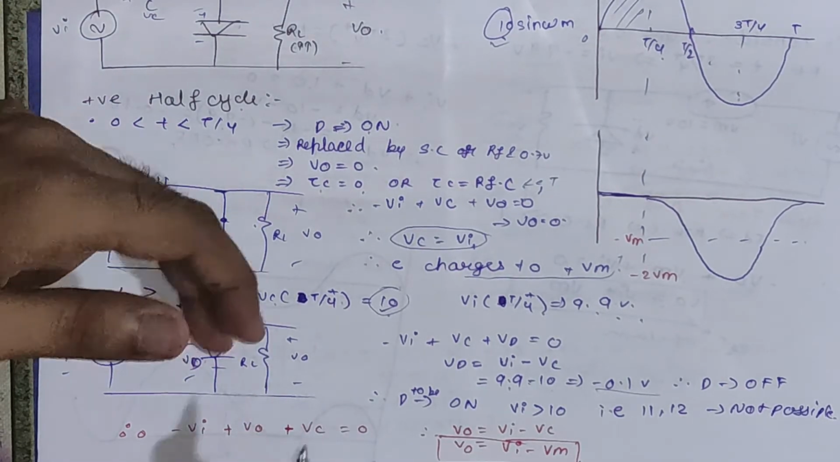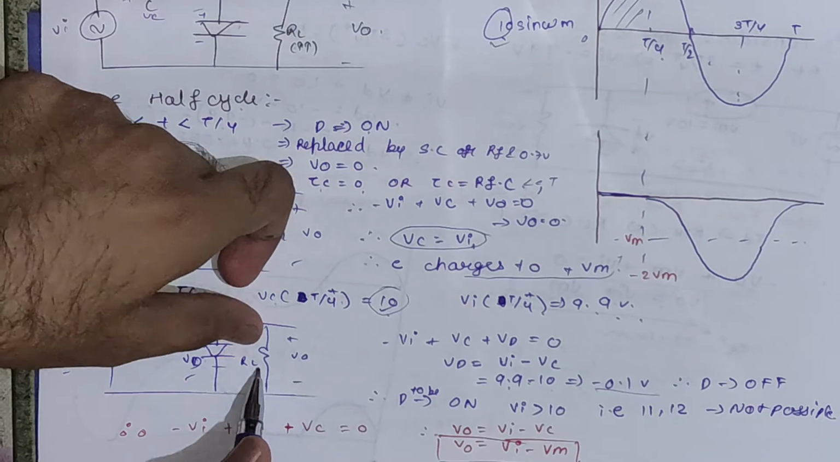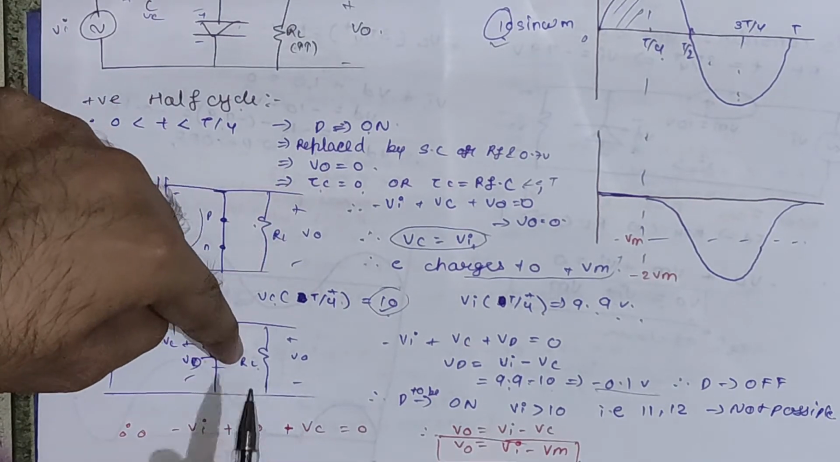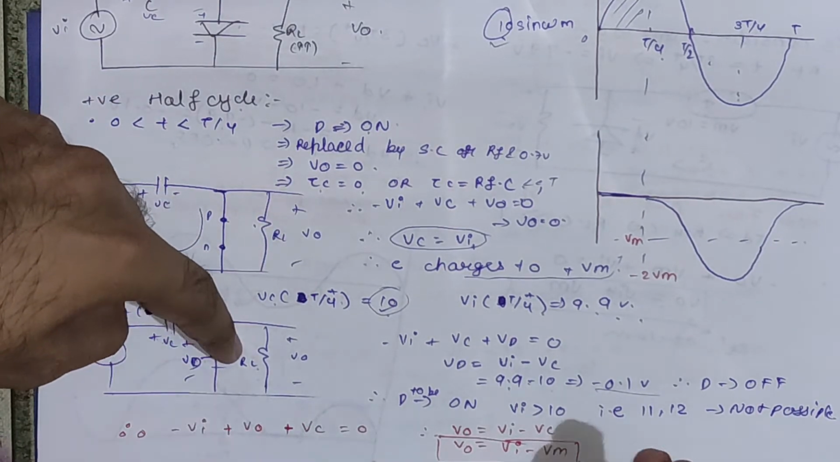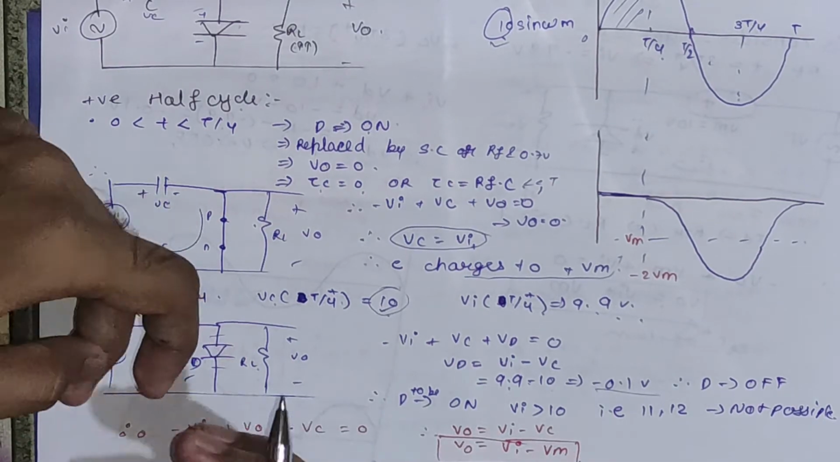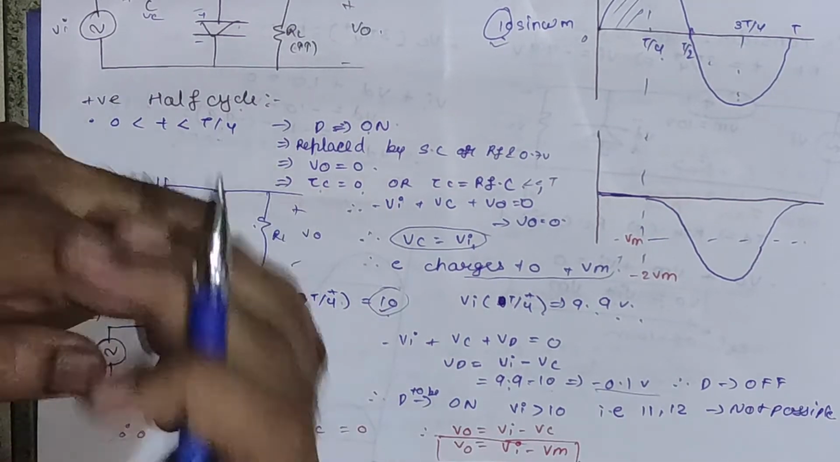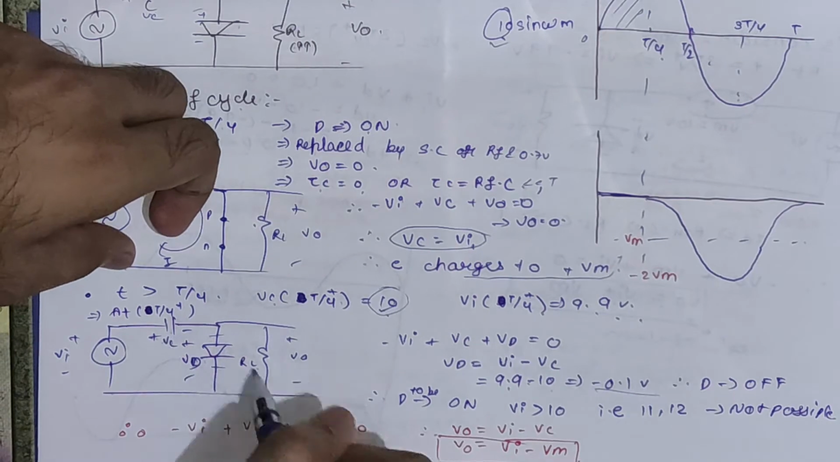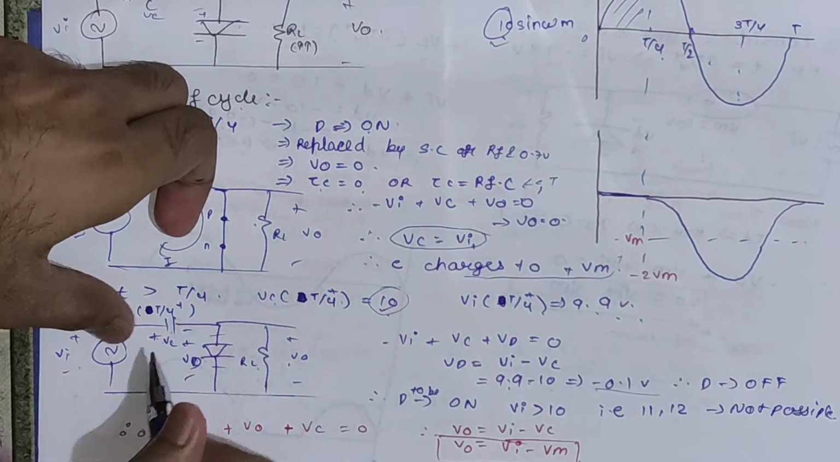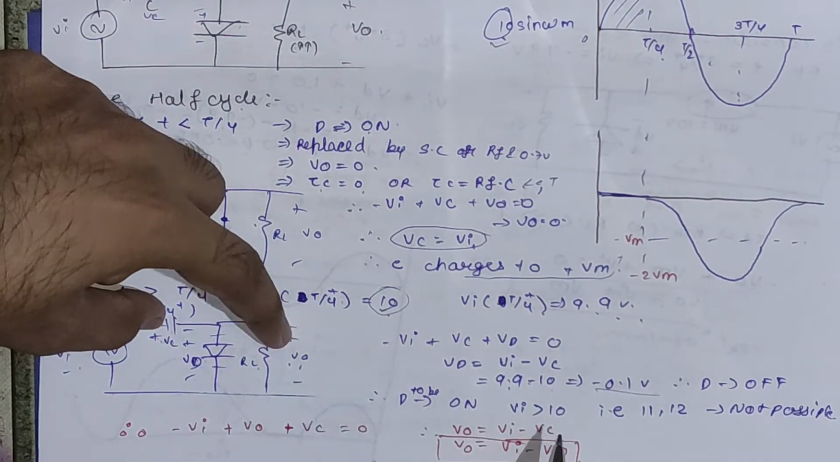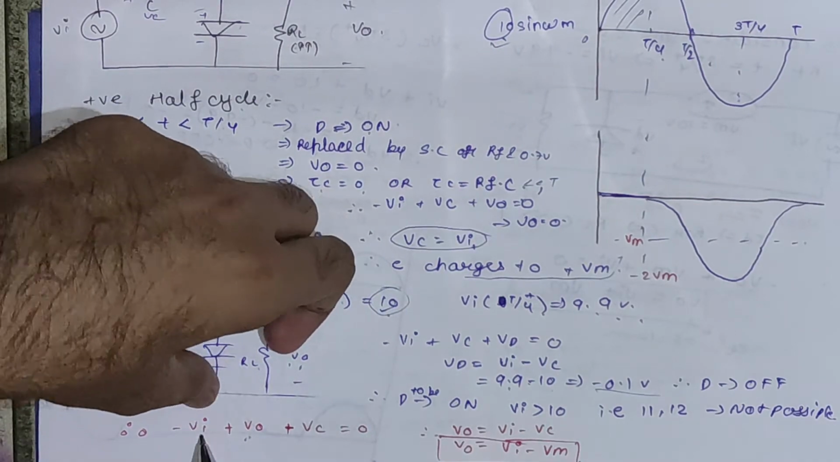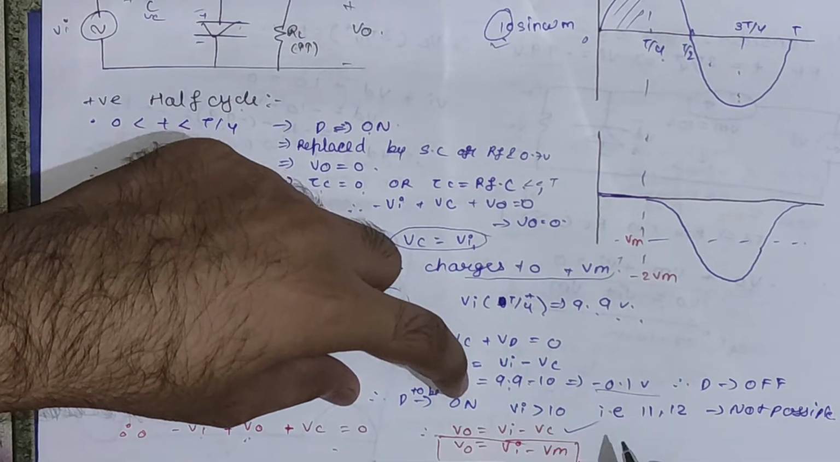If you calculate the discharging time constant, you will get RL into C. RL is very high, so the capacitor won't be able to discharge. So we will say the capacitor will simply be replaced by a voltage source. If you calculate the output voltage now, you will get minus Vi plus Vc plus Vo is equal to 0. So Vo will be equal to Vi minus Vc. This is what I have written here.